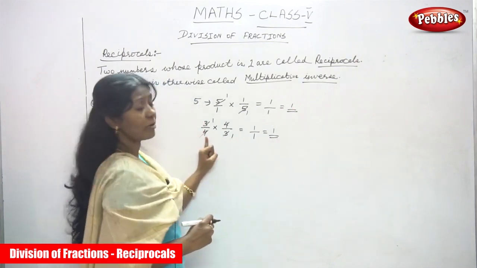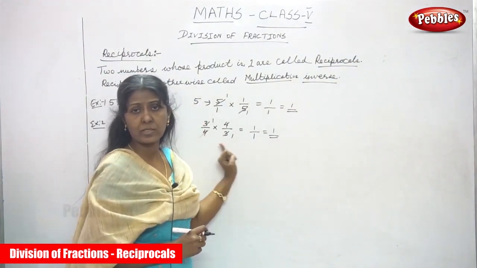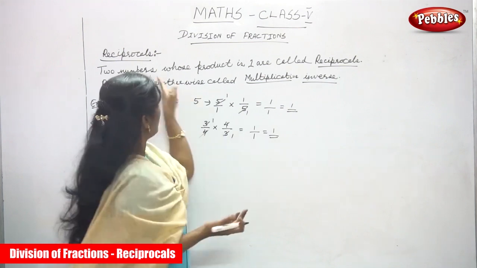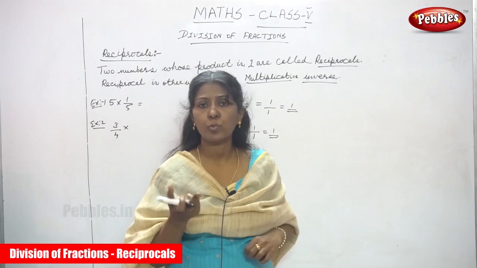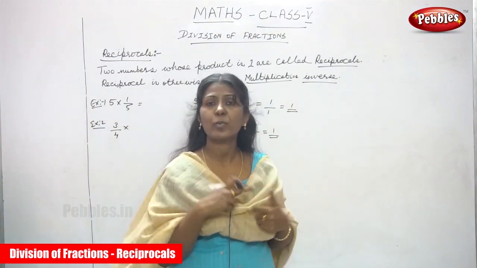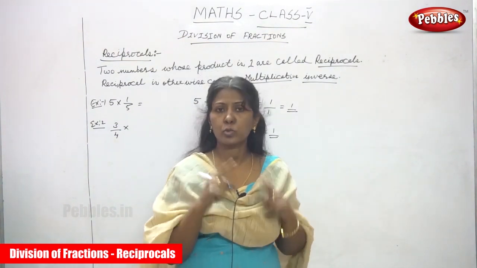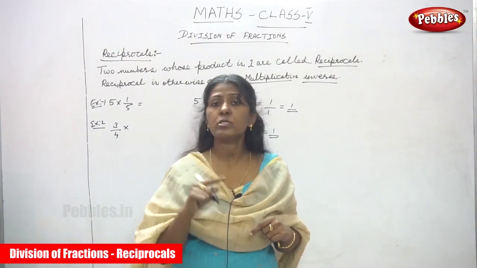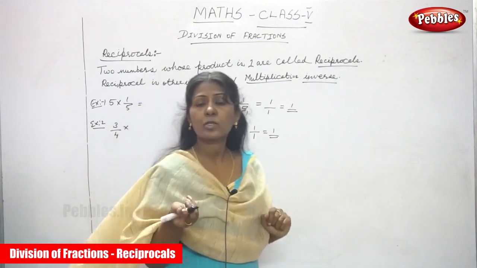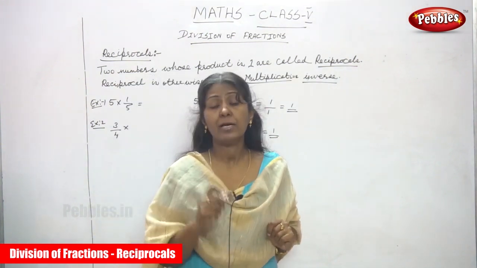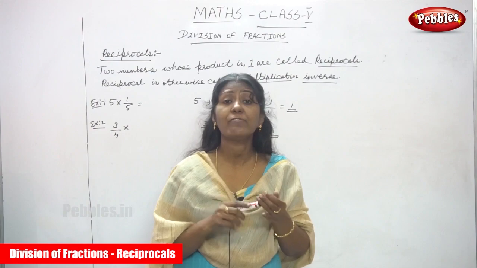So anyhow, this is one fraction, another one is a fraction. So there are two numbers and two fractions. Multiply two numbers whose product is 1, they are called what? Multiplicative inverse. Otherwise we can call it reciprocal. So two numbers whose product is 1 are called reciprocals. Reciprocal is otherwise called multiplicative inverse. So this is the basic and fundamental thing of division of fractions.